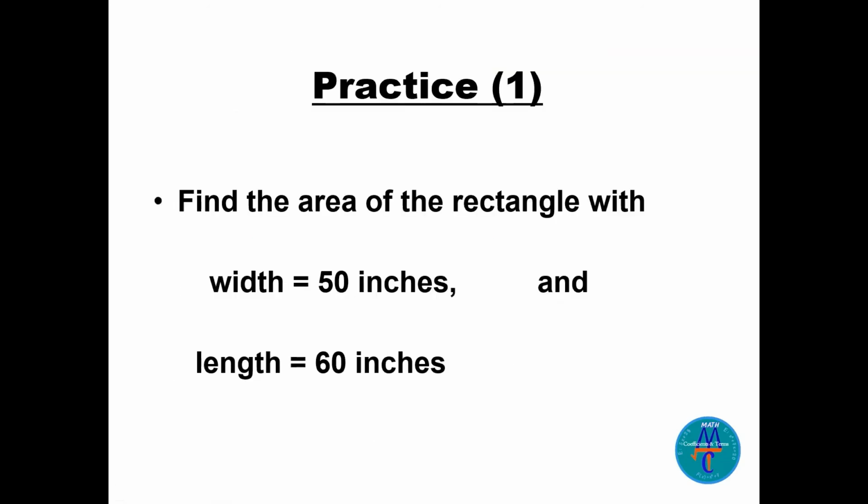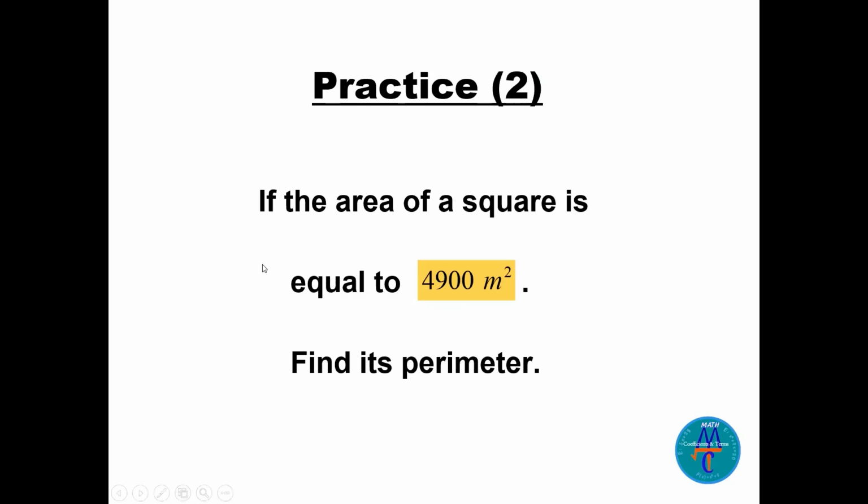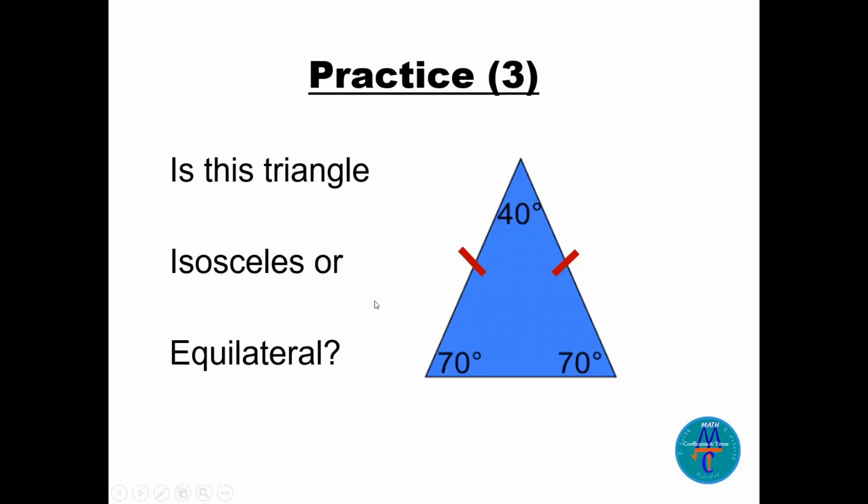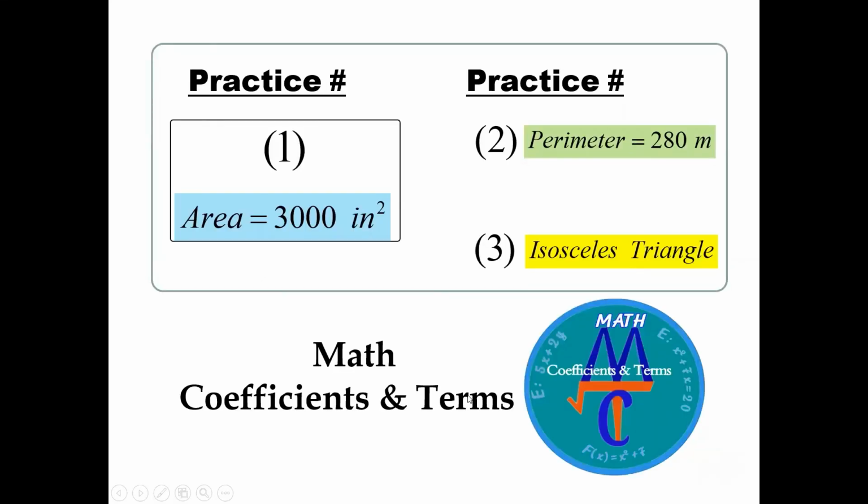Now, I will leave here 3 practice questions, simple ones you can try. I will leave the answers at the end. Find the area of a rectangle with width 50 inches and length 60 inches. The second one: if the area of a square is equal to 4,900 meters squared, find its perimeter. So given the area, find the perimeter. Practice number 3: is this triangle isosceles or equilateral? Please go and check the definitions and then decide. You can find here the 3 answers.